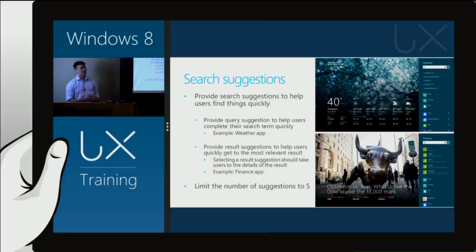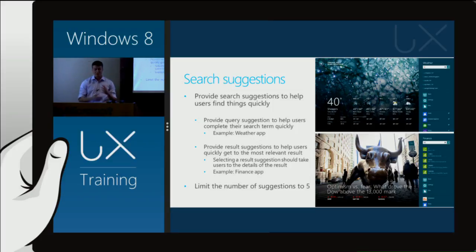Result suggestions are different. You can think about result suggestions in terms of the People application. If you're searching for an individual person and you want to suggest that particular person and allow the user to skip going to the search results page and jump directly to the details of that person, they can use the result suggestion for that case.